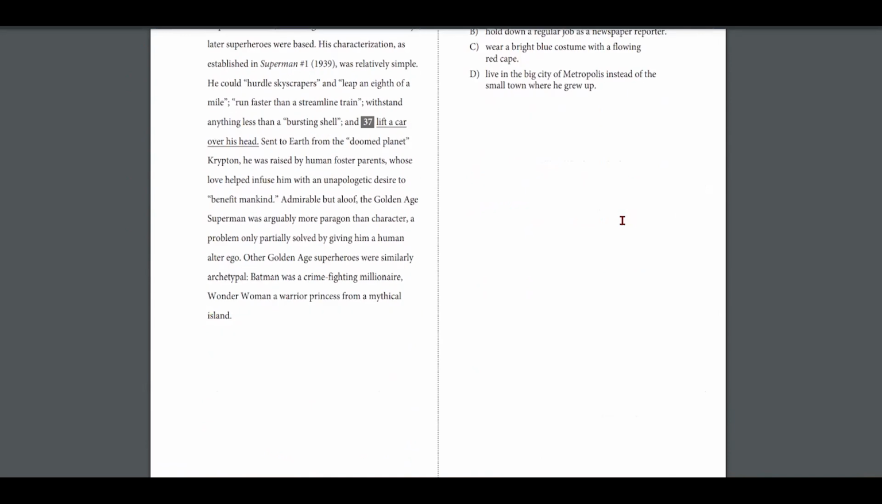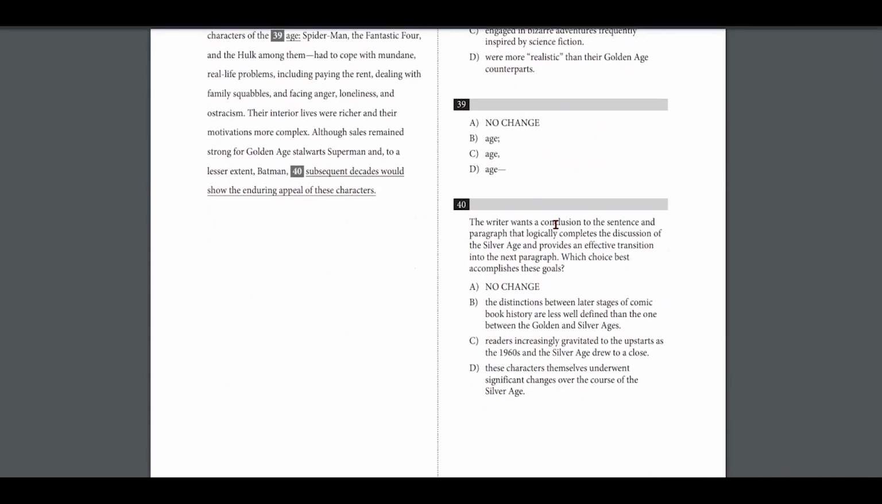Any others? All right, question 40, last one for the writing. This paragraph, congrats, you didn't miss any grammar questions. So that means you've done a really good job with our grammar rules. So you nailed them. The conclusion of the sentence should logically complete the discussion of the Silver Age and provide an effective transition to the next sentence.